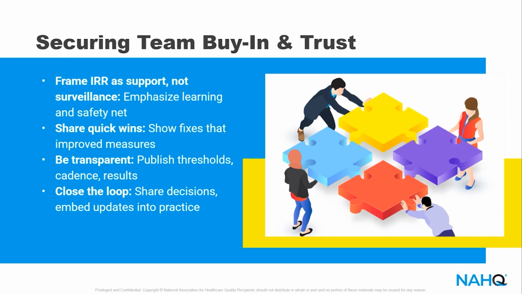Consider publishing your cadence, thresholds, and even high-level results. Nothing kills anxiety like transparency. And most importantly, close the loop. When a discrepancy is resolved, communicate the standard and update those decision aids and training materials so everyone benefits. That's how IRR strengthens not just the data, but the culture behind it, one that builds confidence and pride in the data that your team is delivering.